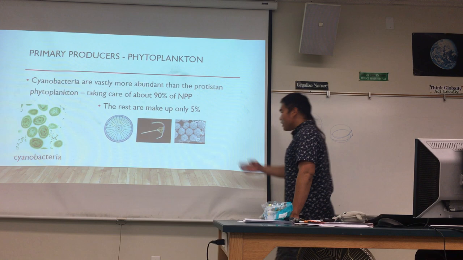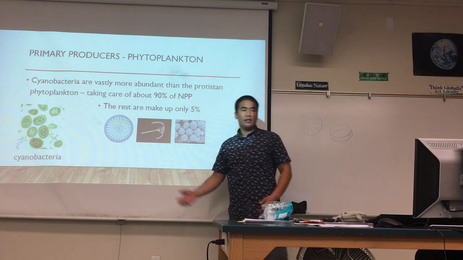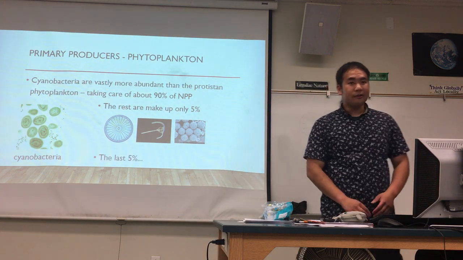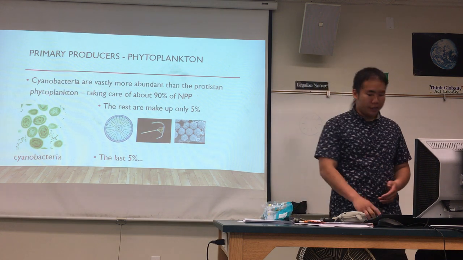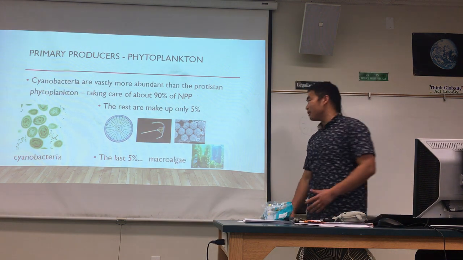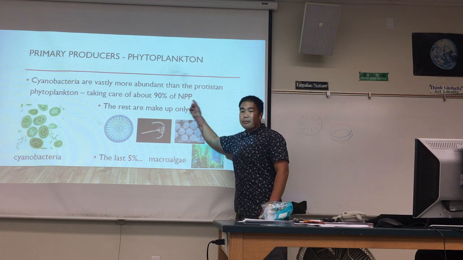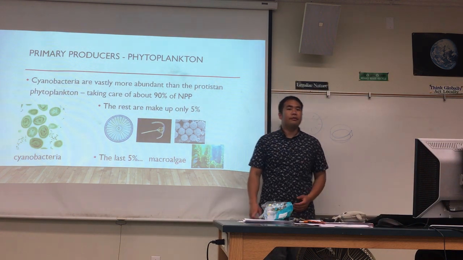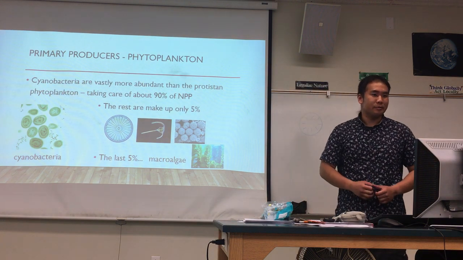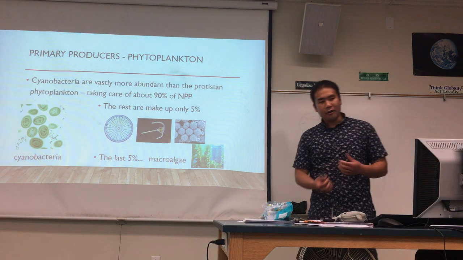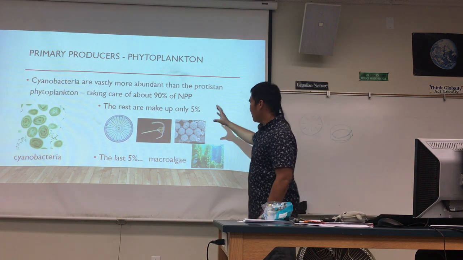5% goes towards the protist phytoplankton. And the other 5%, who's that? It's got to be the macroalgae. The macroalgae, the seaweeds, take up the other 5% of the net primary production of the marine ecosystems. Okay, so most of it is cyanobacteria.